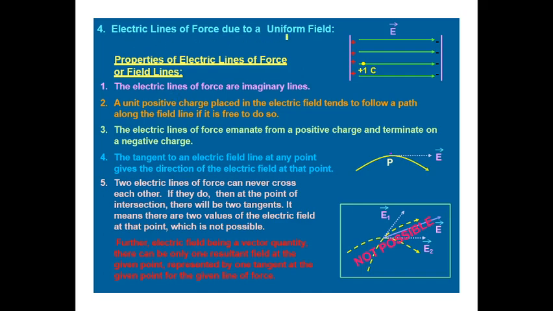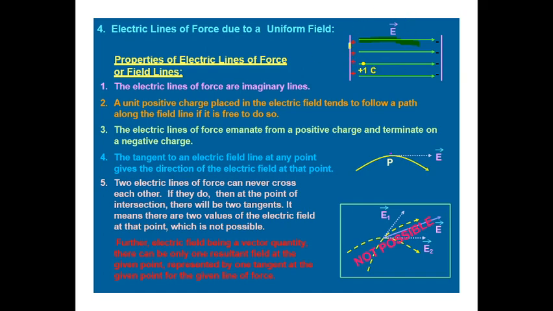Electric field lines due to a uniform field. If the electric field is uniform, these are parallel lines of equal spacing. The electric field is represented from the positive charge toward the negative charge. This is the equal spacing. The electric field is uniform. These are equally spaced parallel lines represented from positive to negative charge.